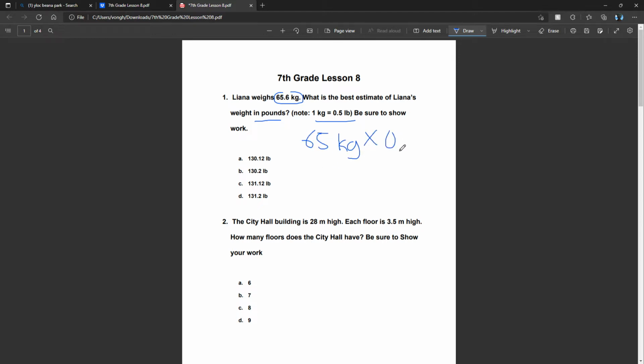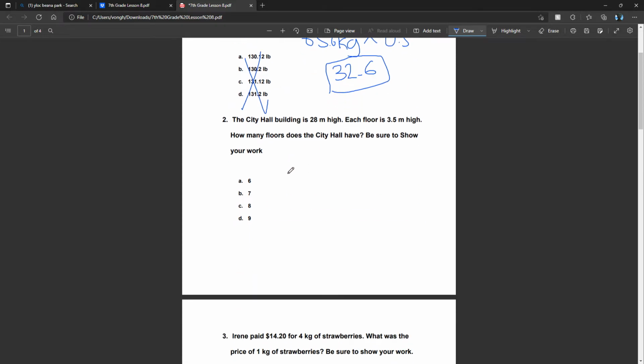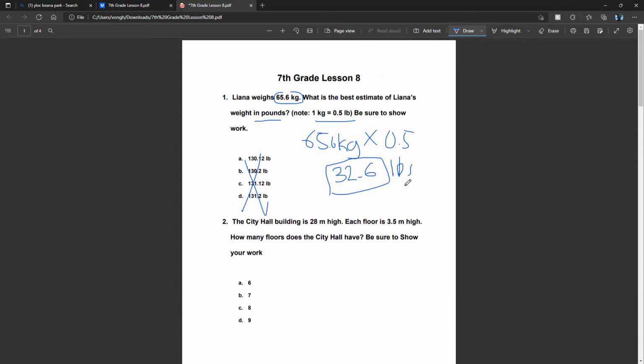So times 0.5, and then you should get 32.6. These answers here are wrong, but if you were to do it correctly, you should get 32.6. I'll make sure to put pounds for units.